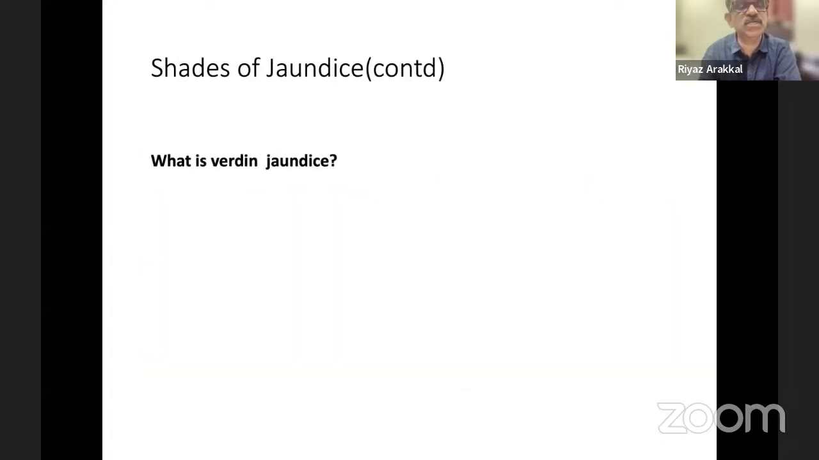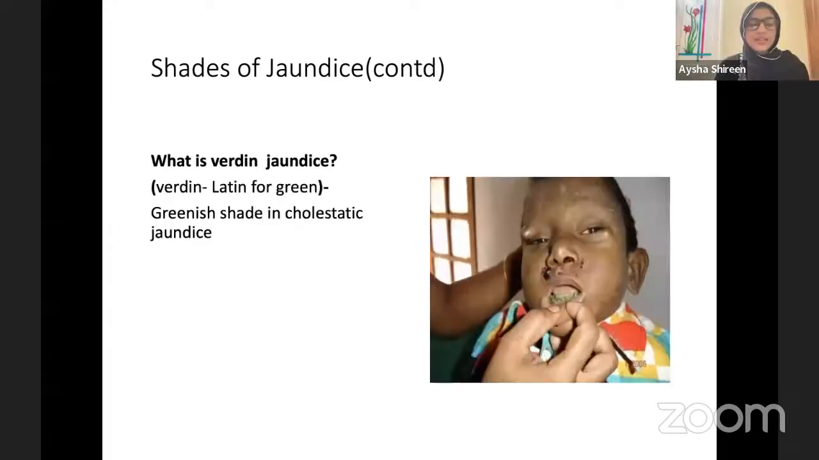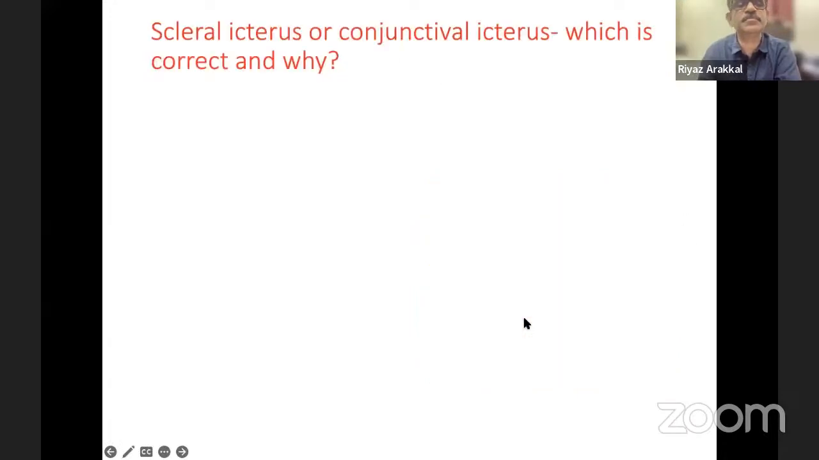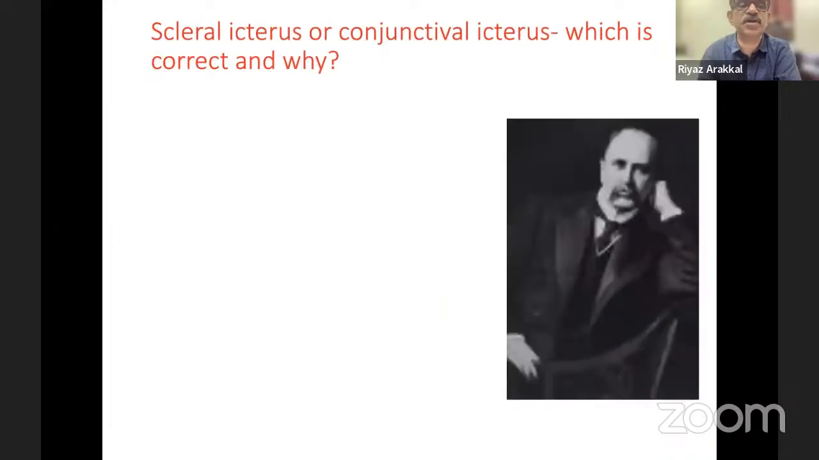And finally, we have Verdin jaundice. What is Verdin jaundice? Verdin means green. It's a greenish tinge in cholestatic jaundice. We have already seen this particular patient. This is chlorodon in a child with Alagille syndrome. Clearly icterus, I think we already discussed that.